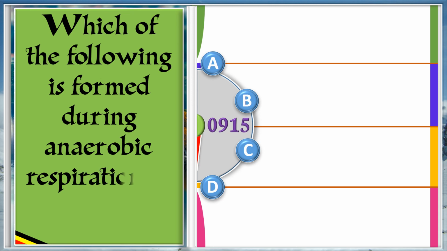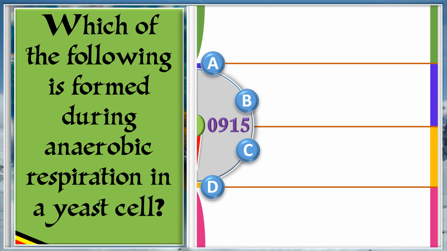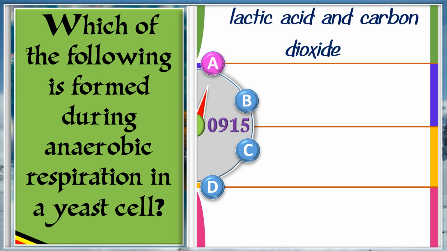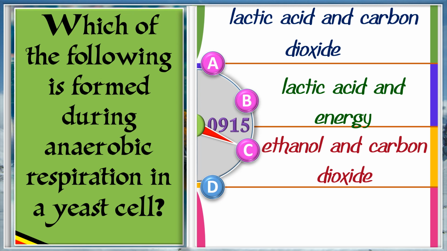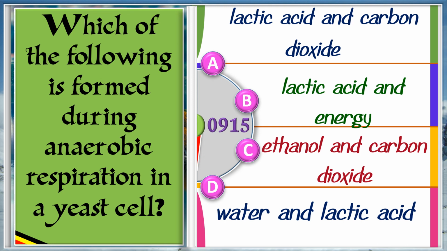Which of the following is formed during anaerobic respiration in a yeast cell? A, lactic acid and carbon dioxide. B, lactic acid and energy. C, ethanol and carbon dioxide. D, water and lactic acid. And the answer is C, ethanol and carbon dioxide.